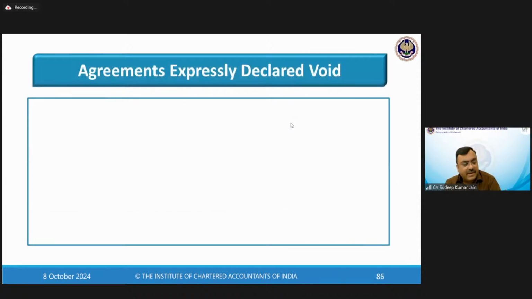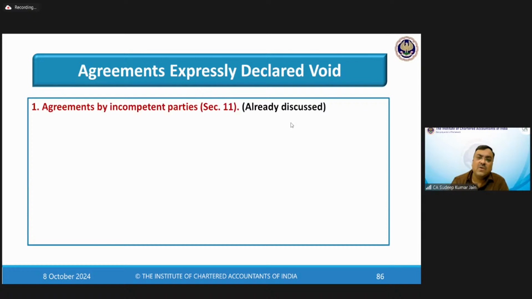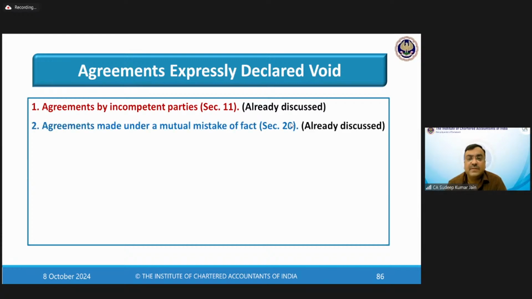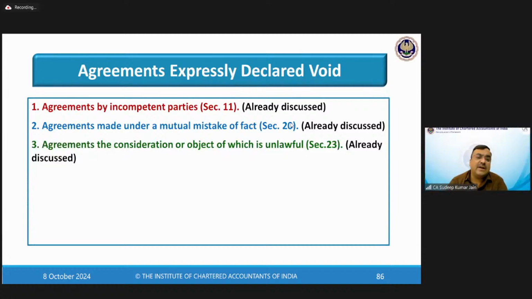So now, some agreements which are specifically declared void by law. कुछ इसमें से हम पढ़ चुके हैं और कुछ एक दो चीज रह जाएंगे वो अभी डिस्कस करते हैं. Agreement by incompetent parties, section 11, we have already discussed. Agreement made under a mutual mistake of fact, section 20, we have already discussed this topic. Agreement the consideration or object of which is unlawful, section 23, we have already discussed.